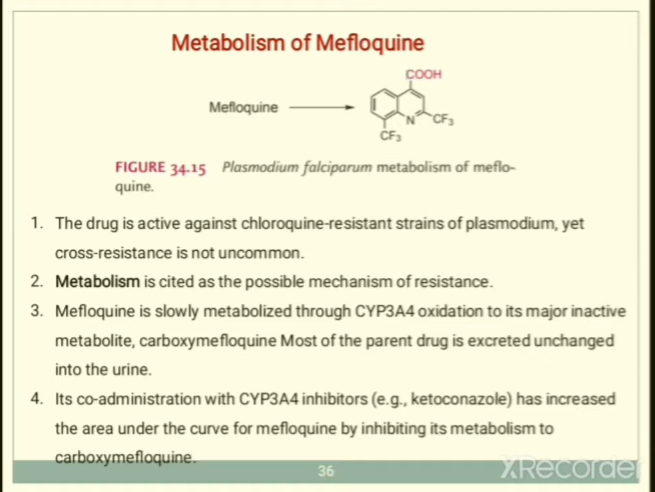Its co-administration with a CYP3A4 inhibitor, meaning ketoconazole, okay, if we give this drug with ketoconazole, it will increase the area under the curve for mefloquine by inhibiting the metabolism to carboxymefloquine. Okay, so the co-administration will increase the AUC, meaning the area under the curve, of mefloquine. So how will it increase? By inhibiting the metabolism to carboxymefloquine.